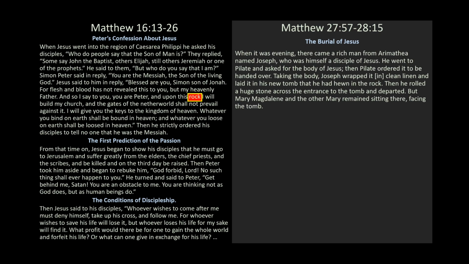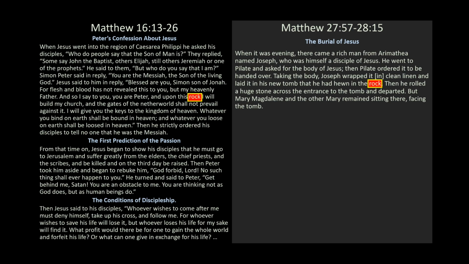When it was evening, there came a rich man from Arimathea named Joseph, who was himself a disciple of Jesus. He went to Pilate and asked for the body of Jesus. Then Pilate ordered it to be handed over. Taking the body, Joseph wrapped it in clean linen and laid it in his new tomb that he had hewn in the rock. Then he rolled a huge stone across the entrance to the tomb and departed. But Mary Magdalene and the other Mary remained sitting there facing the tomb.